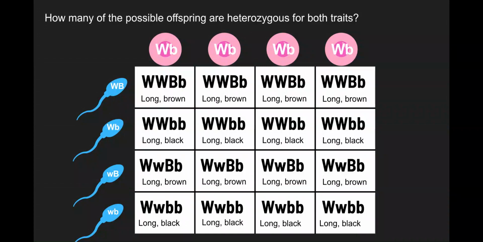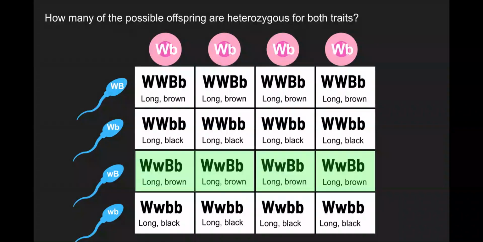So take this question, for example. How many of the possible offspring are heterozygous for both traits? Well, to be heterozygous for both traits, you have to have a big letter and a little letter for both traits. So we're looking for boxes that have a big W and a little w and a big B and a little b. Those are the only boxes in this Punnett square that are heterozygous for both traits.